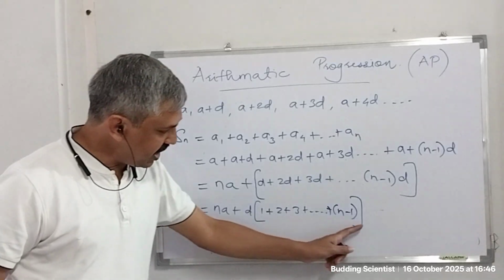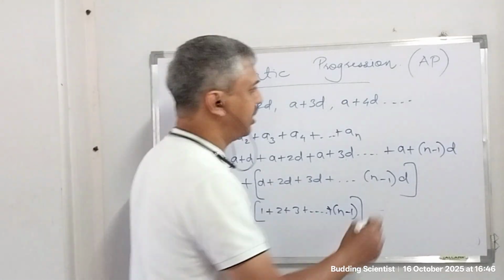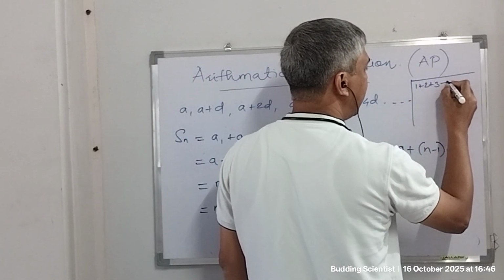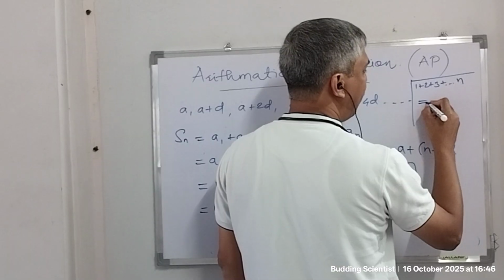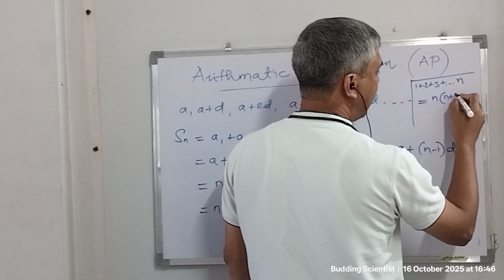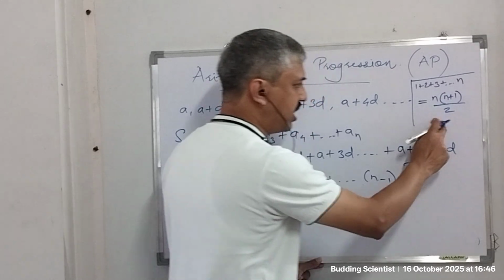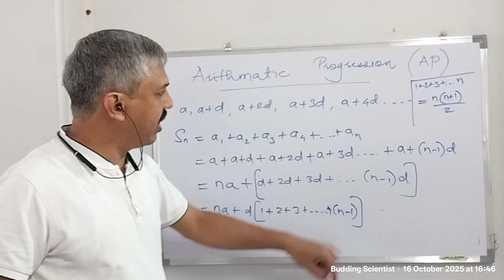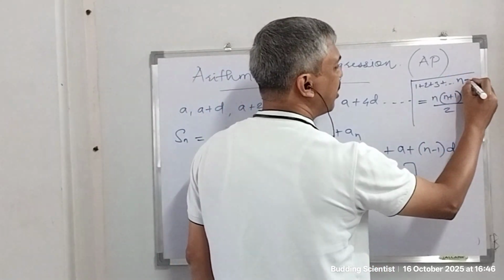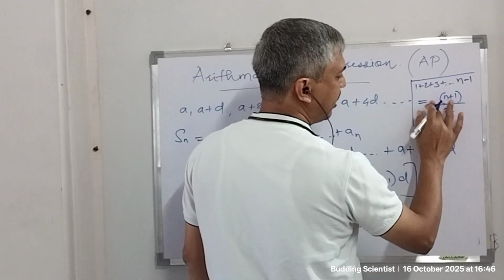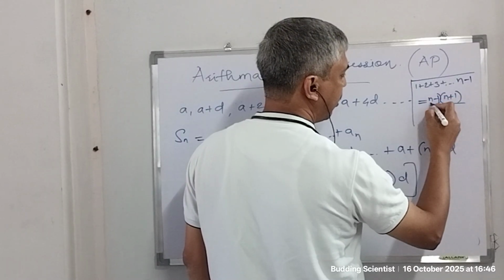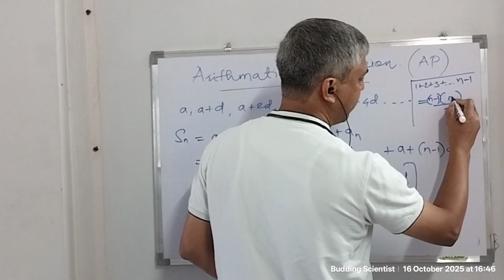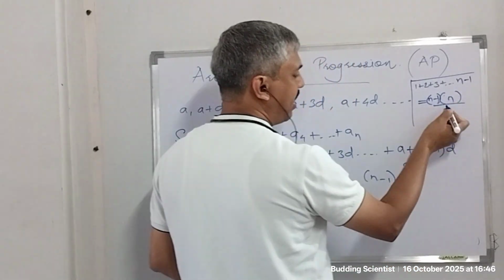The sum of first n natural numbers, starting from 1 plus 2 plus 3 up to n, would be equal to n into bracket n plus 1 upon 2. This is the standard formula. We can use this. But we don't want n, we want n minus 1. So instead of n, it will be n minus 1. And here instead of n plus 1, it will be n minus 1 plus 1, meaning n. So this will come n into n minus 1 upon 2.